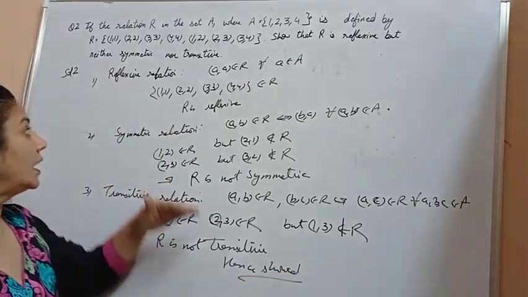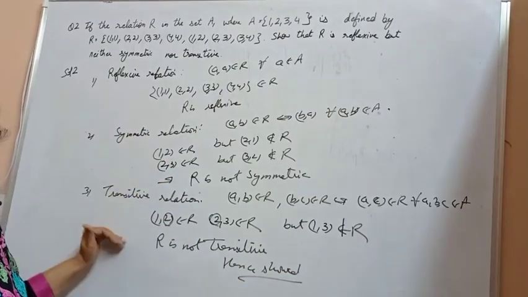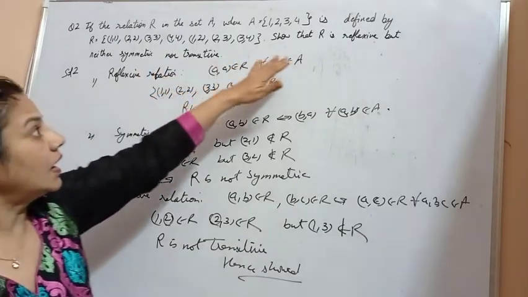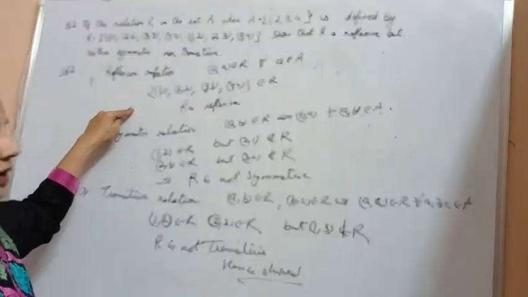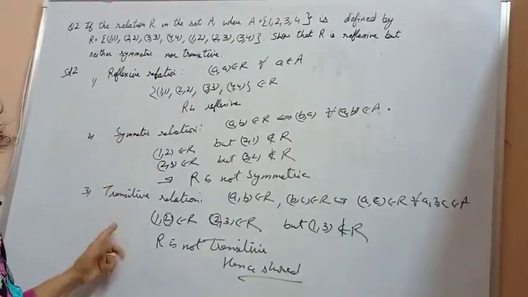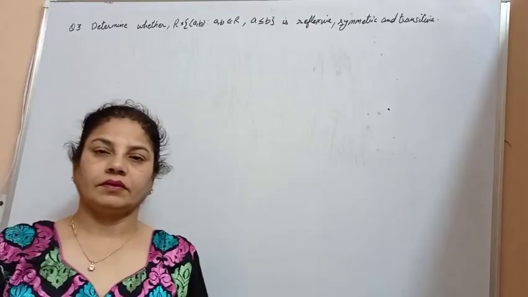I have to show that R is reflexive but neither symmetric nor transitive. So I have shown that R is reflexive. It is reflexive, but it is neither symmetric nor transitive.